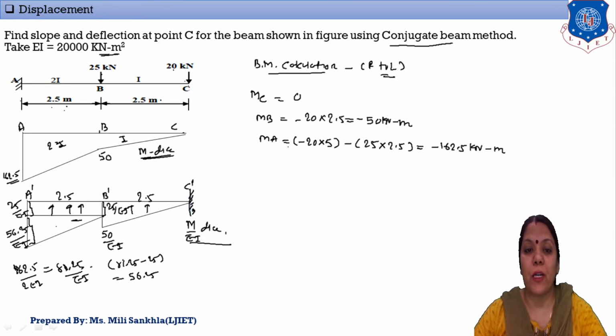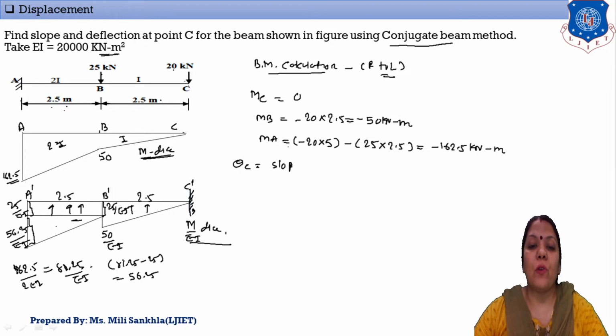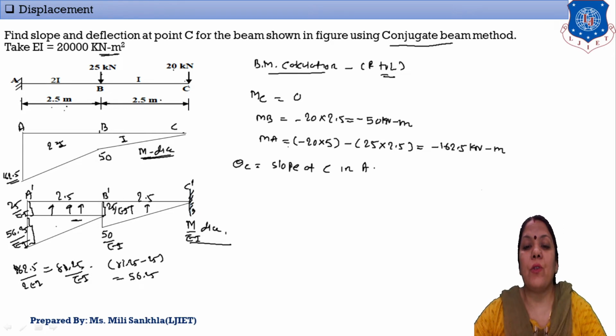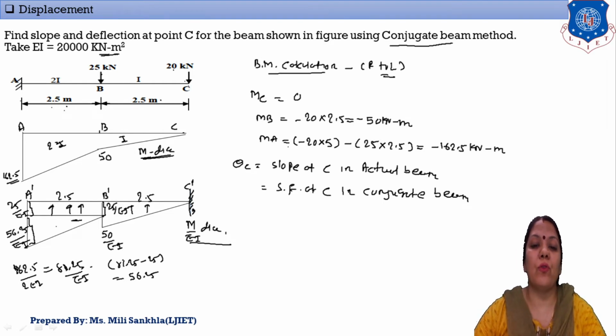Now first we find out theta C. Mention here, theta C is equal to the slope at C in the actual beam, which is equal to the SF at C in the conjugate beam. Here we can change the sign notation also. So write here C dash. Now one by one, three areas are given: first area, second area, third area.